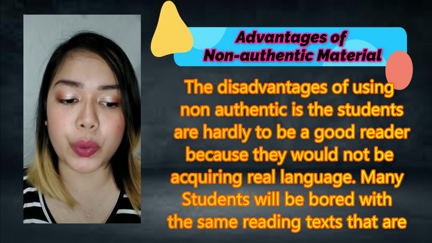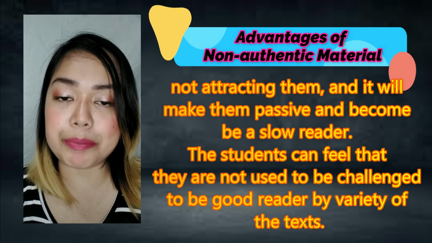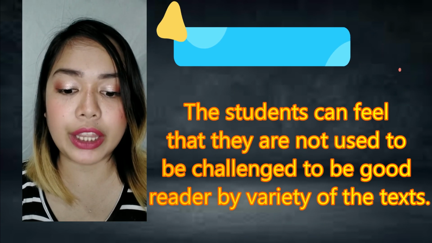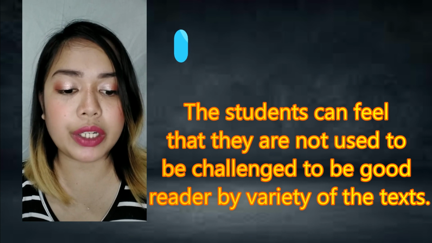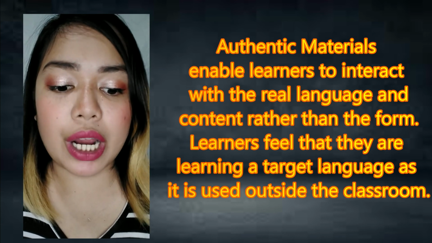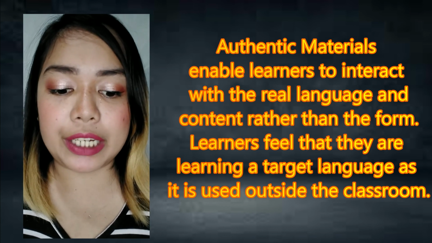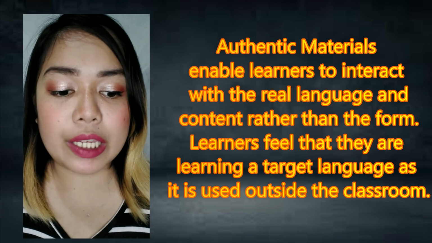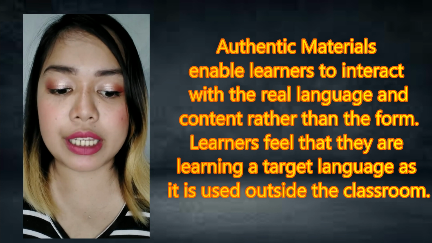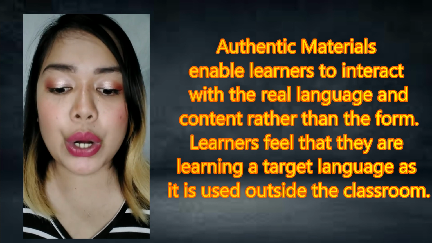Many students will be bored with the same reading text that does not attract them, and it will make them passive and slow readers. The students can feel that they are not challenged to be good readers by a variety of texts. Authentic materials enable learners to interact with the real language and content rather than the form. Learners feel that they are learning a target language that is used outside the classroom. Non-authentic materials help students to understand and be motivated and get real, useful, and meaningful language rather than the form.